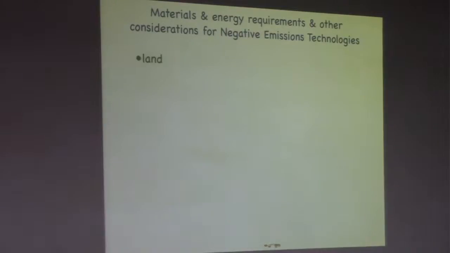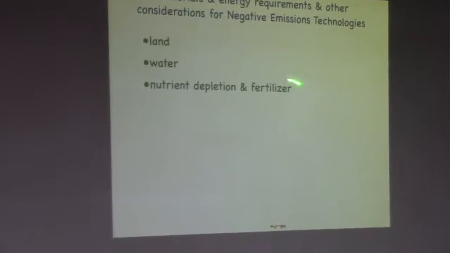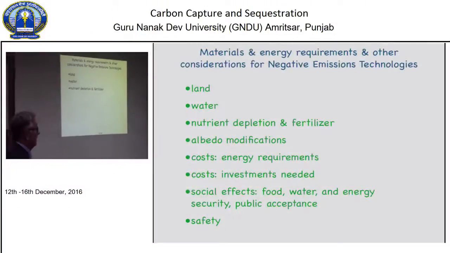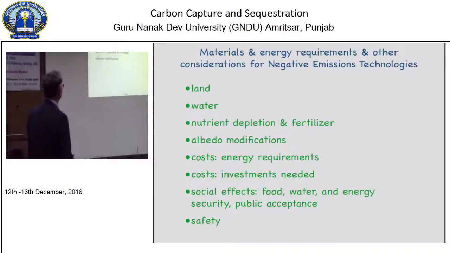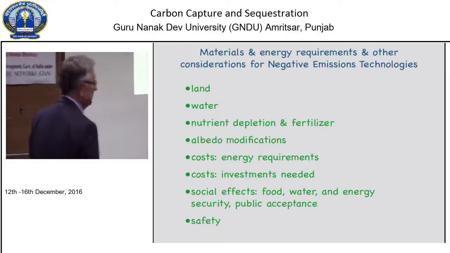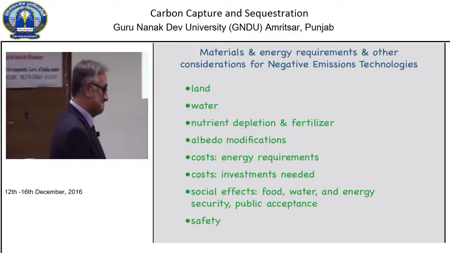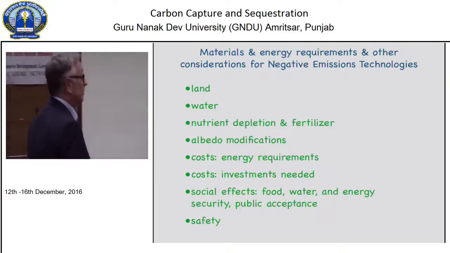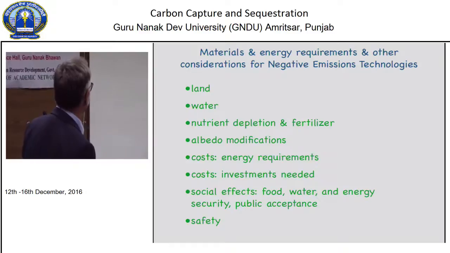A lot of land, a lot of water. We need nutrients that are depleted in the case of growing things, or we need fertilizer in the case of growing algae. Albedo modifications actually are a benefit for BECCS. If you take a parking lot and replace it with a forest, it has net benefits for temperature change locally.